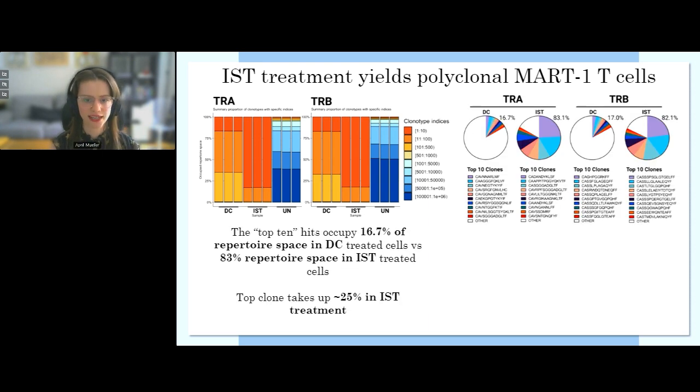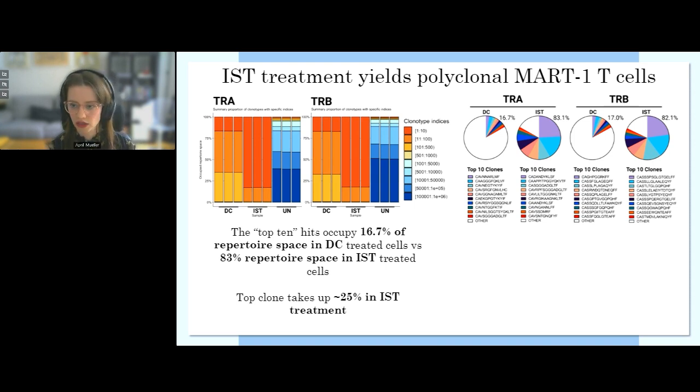So next we wanted to break down what these top 10 clones are actually looking like. These pie charts represent the top 10 clones broken down into the unique identified CDR3 regions. As you can appreciate, the top 10 clones occupy 16% of the total repertoire space in dendritic cell treated samples, but 83% in IST treated samples. And this was consistent between analysis of the alpha and the beta chains, which was very important because they should be pairing technically, so they should be relatively equivalent.